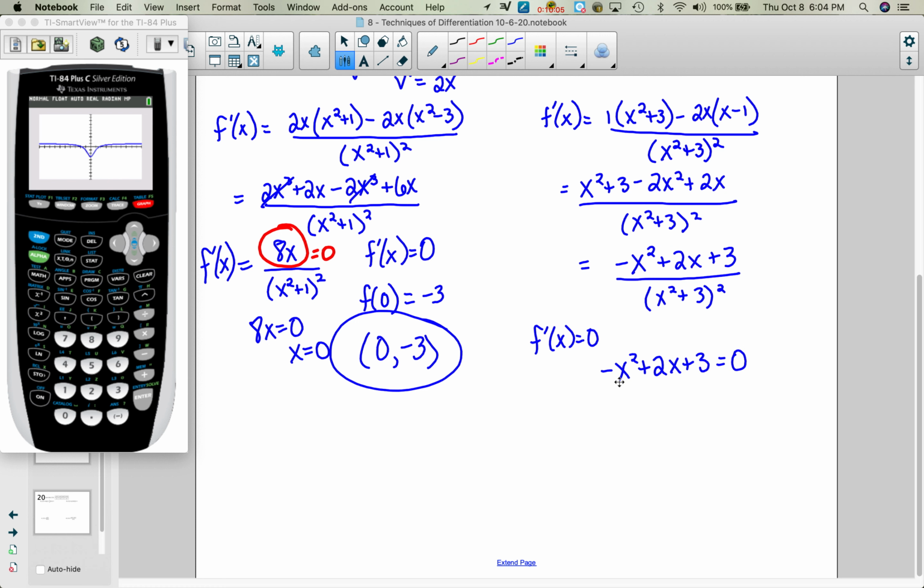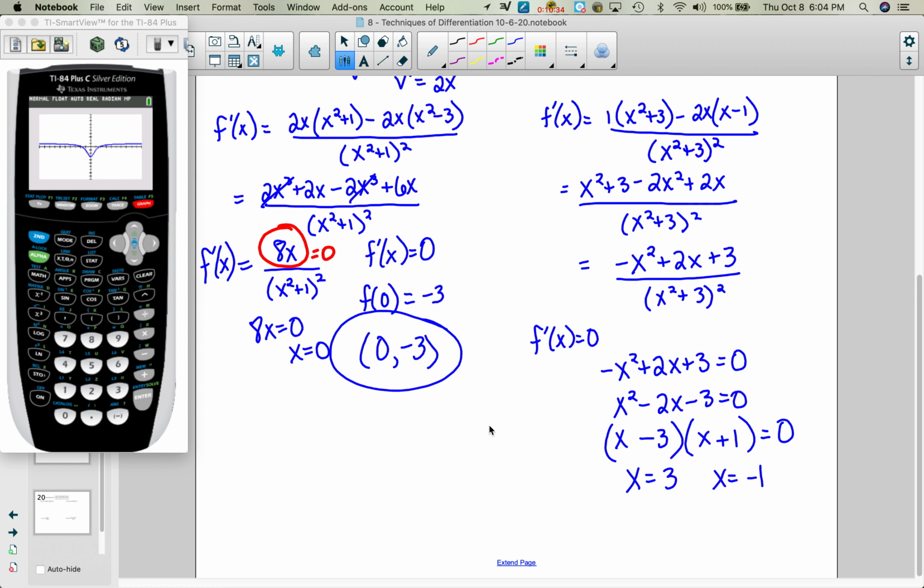Now I'm going to try factoring this, but I prefer to have a positive x squared, so I'm going to multiply both sides by -1, which means I'm just changing all the signs. And with a diamond problem, I think we can do x, a -3, and a +1. So that will work. So we get x equals 3, x equals -1.